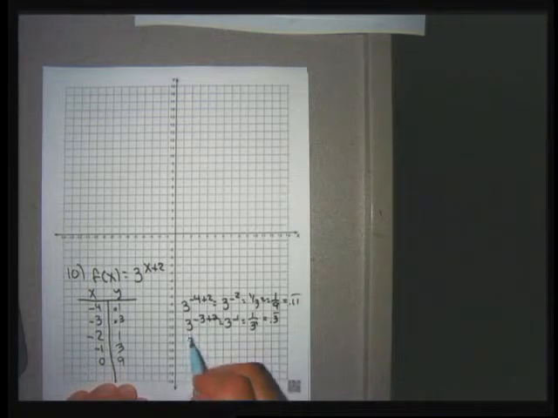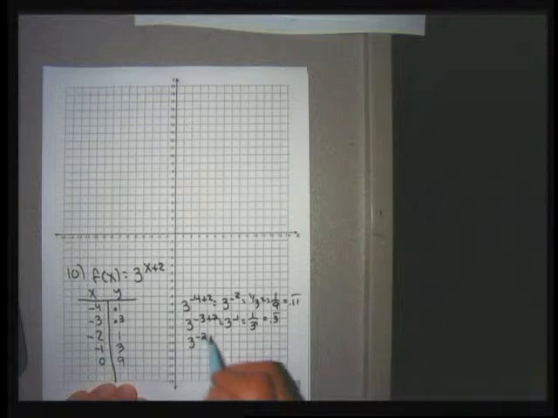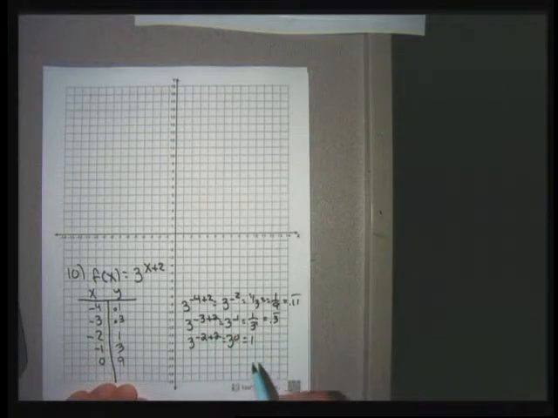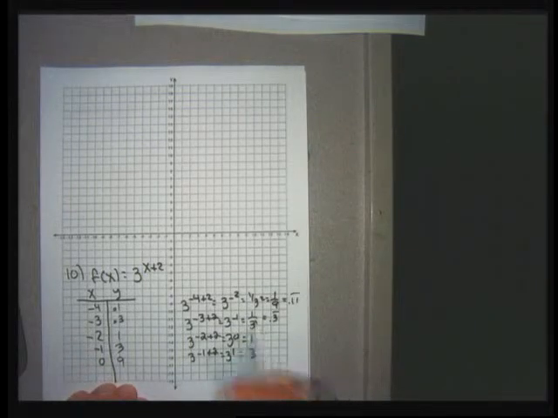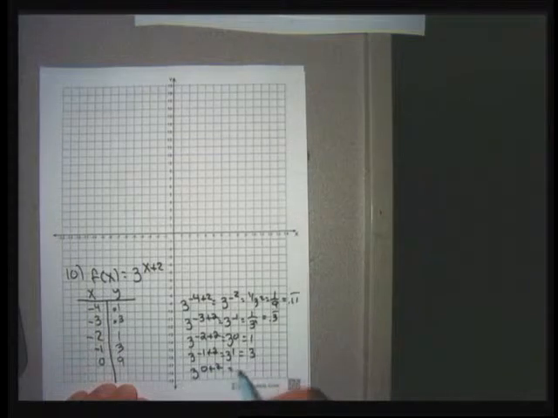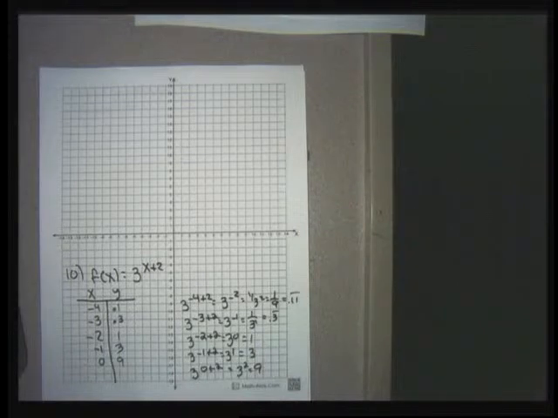The third point, I'd go 3 to the negative 2 plus 2, which is 3 to the 0, and anything to the 0 is 1. The fourth point, I would have gone 3 to the negative 1 plus 2, which would give me 3 to the first power, and 3 to the first power is 3. And then the last one, 3 to the 0 plus 2 is 3 squared, which is 9. So my calculator is just saving me the tediousness of finding the y's.